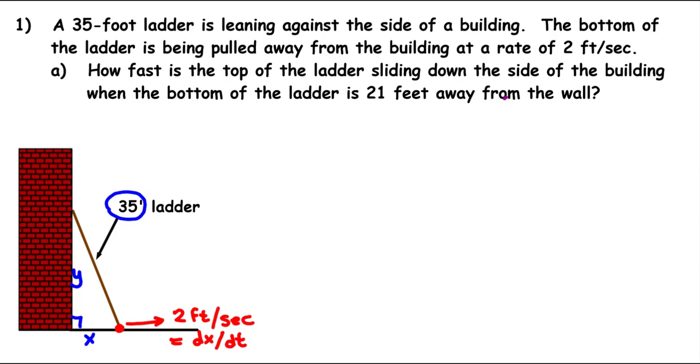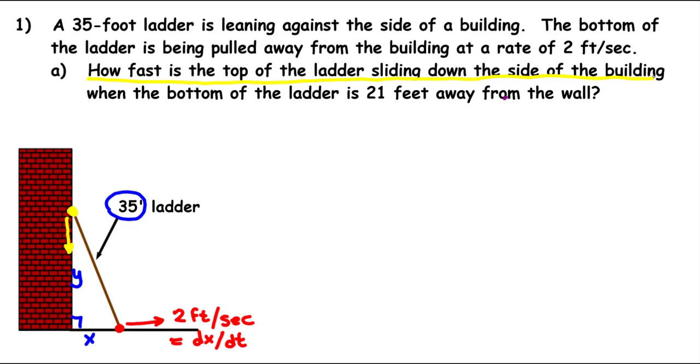And similarly, the Y side, the vertical side of the triangle, is going to shrink until eventually it's 0 when the ladder crashes against the surface of the ground. And so this top piece right here, this yellow dot, if you will, is going to be moving down the side of the building. And we want to know, how fast is that happening? How fast is the top of the ladder sliding down the side of the building? And so in other words, that's like asking, how fast is side Y changing?